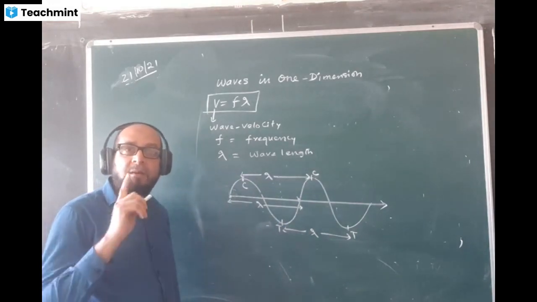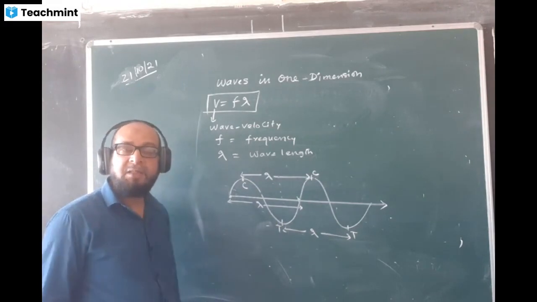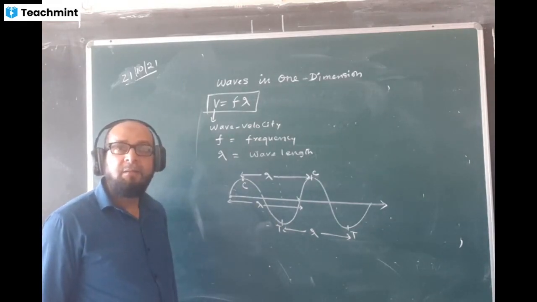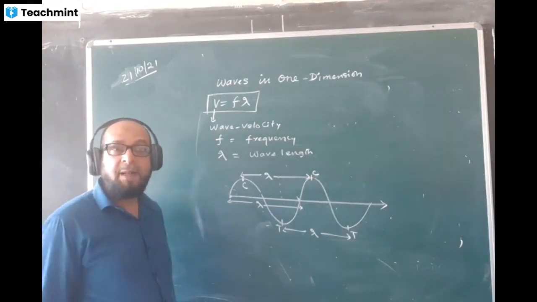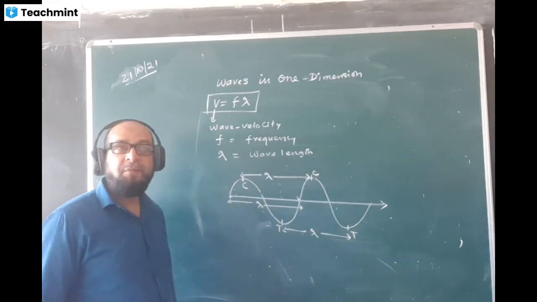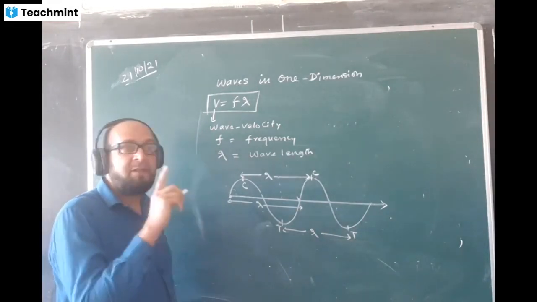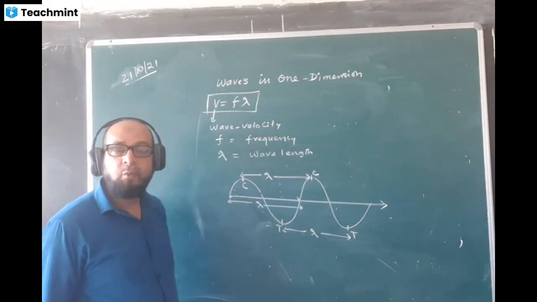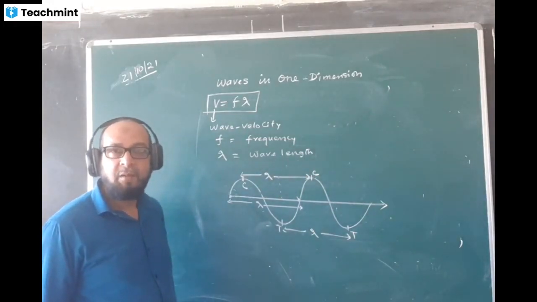Distance between a crest and a successive trough will be lambda by 2. But between two successive troughs, it will be lambda. Between two successive crests, it will be lambda. But between one crest and one successive trough, the distance will be lambda by 2, half.